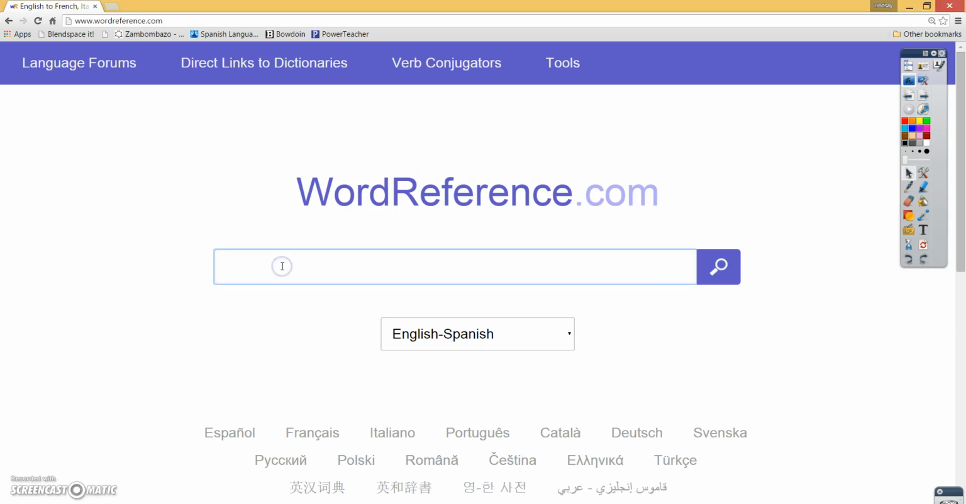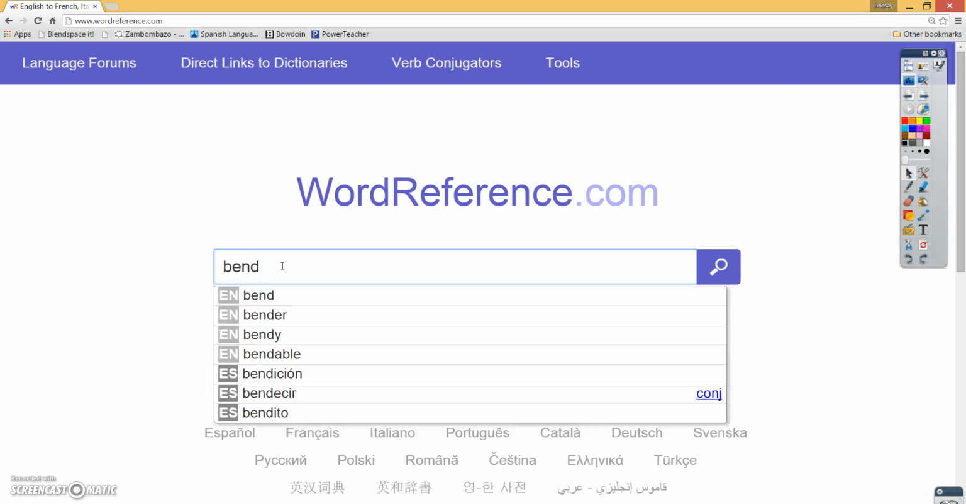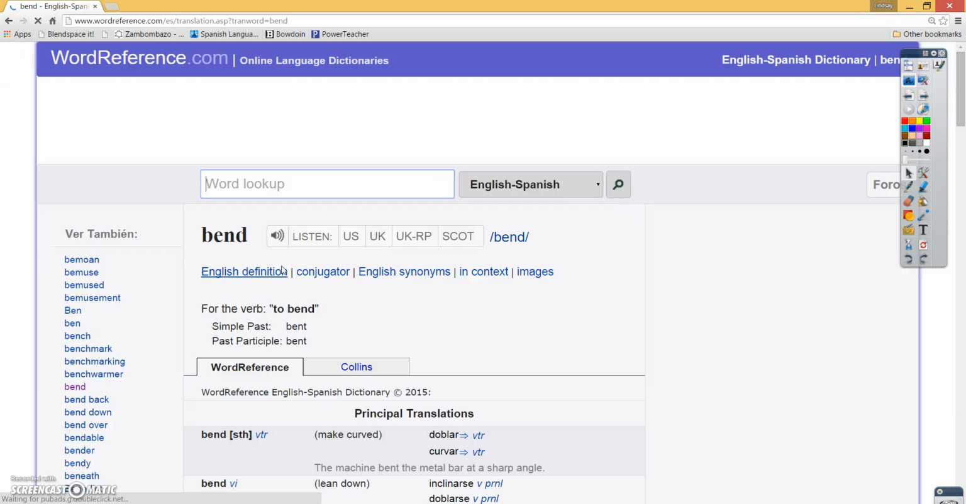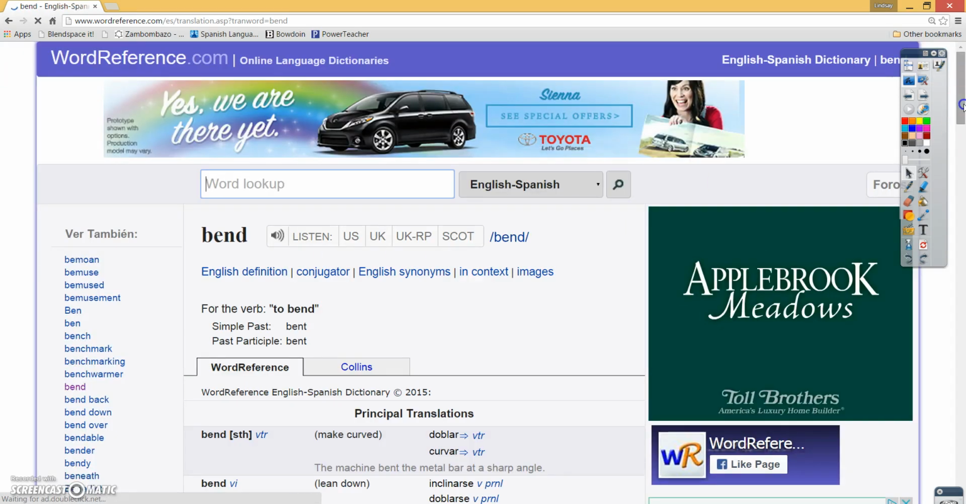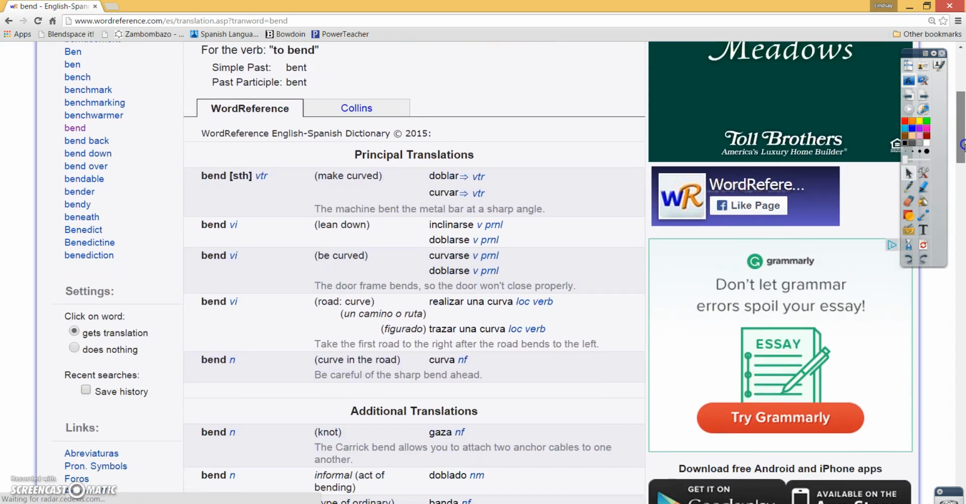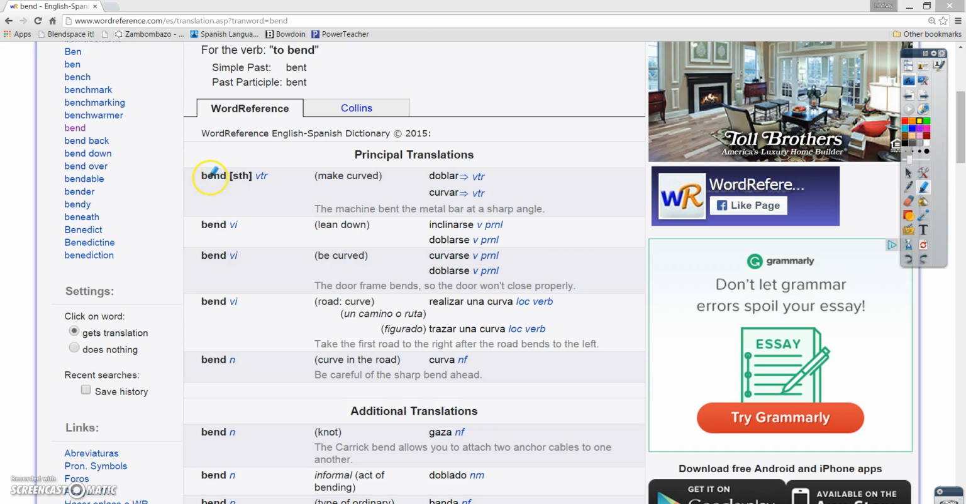We're going to use the word bend as an example because there are a couple different definitions. When I type it in, I type in bend. I cannot type in bended or bending because WordReference does not recognize conjugated verbs. You have to start with the infinitive, which would be to bend. So I just type in the word bend and see what comes up. As you can see, I get a bunch of different definitions.